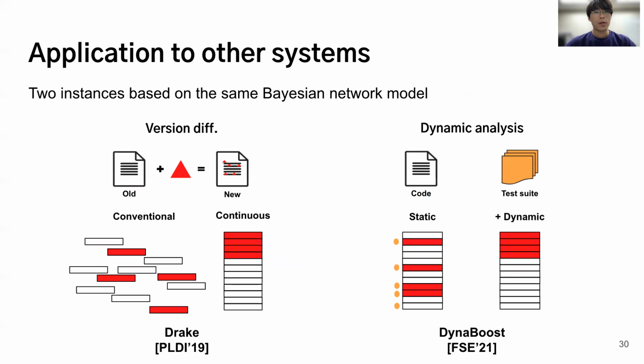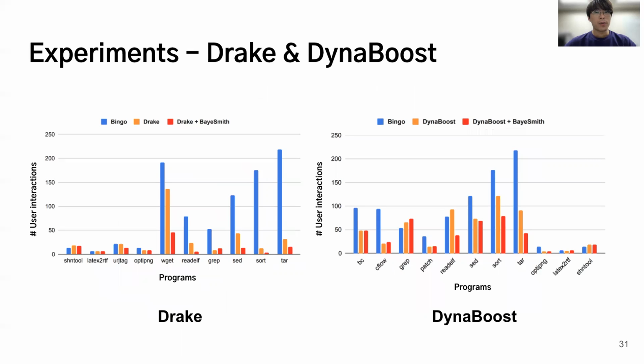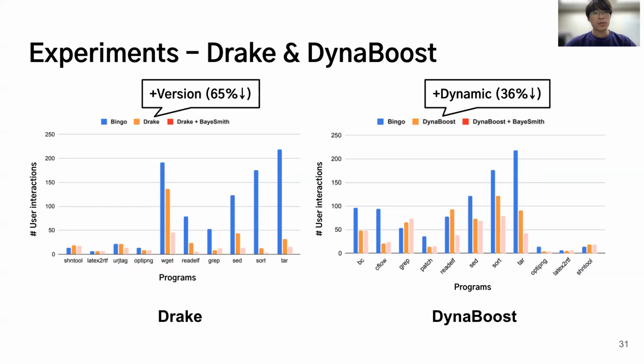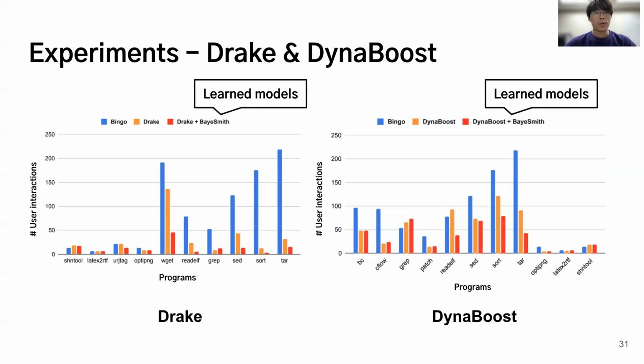Furthermore, we evaluated our learning framework over the other alarm-ranking systems that use the same Bayesian network model. First, Drake integrates the information of code difference between versions. And DynaBoost integrates the dynamic analysis results. Here's the evaluation of learning applied to Drake and DynaBoost. Again, the baseline model already reduces the number of alarms to be inspected by a huge amount. In addition, both Drake and DynaBoost achieve much better performance. Then, here's the performance of our learning framework. With the learned models, we additionally improved by 54% for Drake and 20% for DynaBoost.